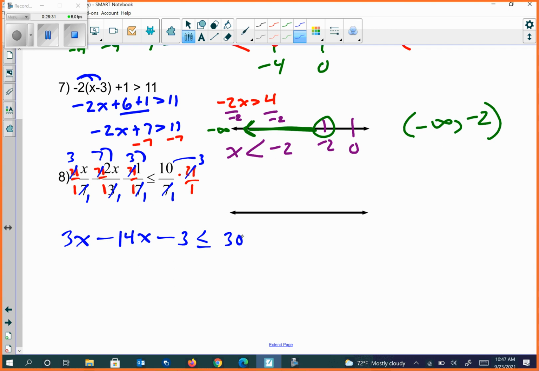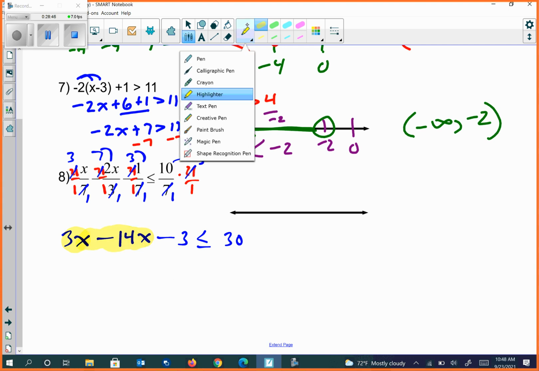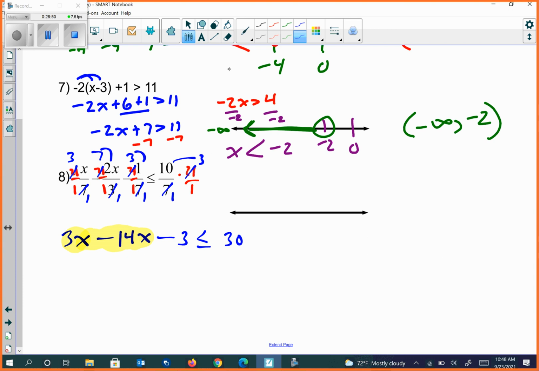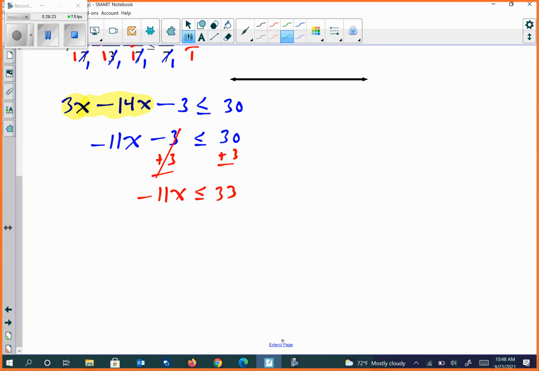I think I have some like terms on the left side. What do you think are the like terms? Yeah, 3x minus 14x. Those are both like terms. So let's go ahead and combine those together. 3x minus 14x is negative 11x. Very good. Minus 3 is less than or equal to 30. What we do to one side of the inequality sign, we have to do to the other. So I'm going to add 3 to both sides. So those cancel. I get negative 11x on the left is less than or equal to 3 plus 30, 33. Last step. Divide by negative 11.